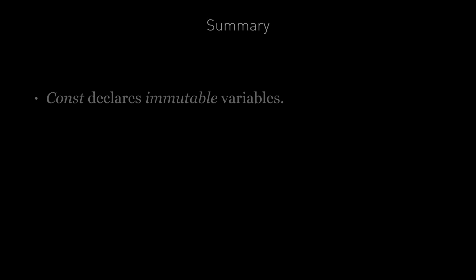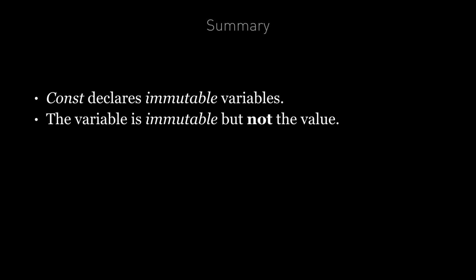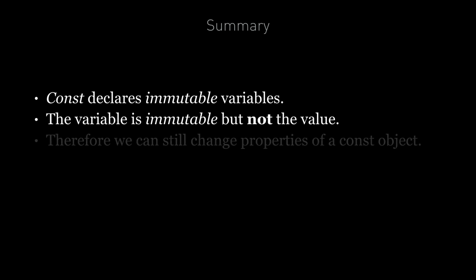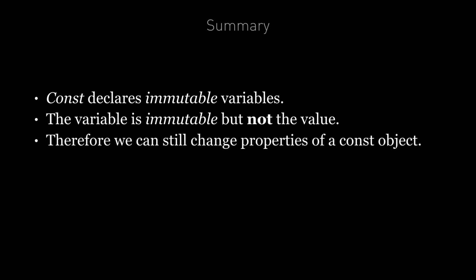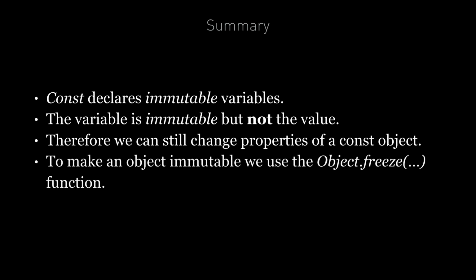So in summary, const lets us declare variables which don't change over time, which are immutable. The important gotcha though with const is that the variable is immutable, but not the value, the thing the variable points to. That means that if we declare an object as const, confusingly, we can still change properties of the object later on. To solve this and make an object immutable, we use the Object.freeze function, which together with use strict throws an error if we try to change the object later on.